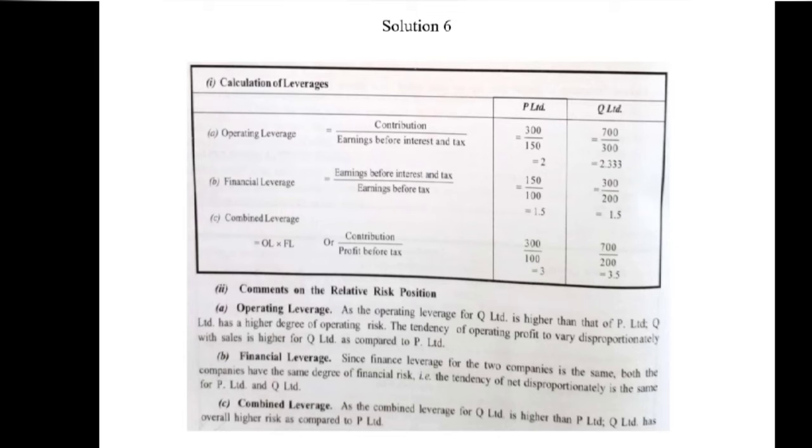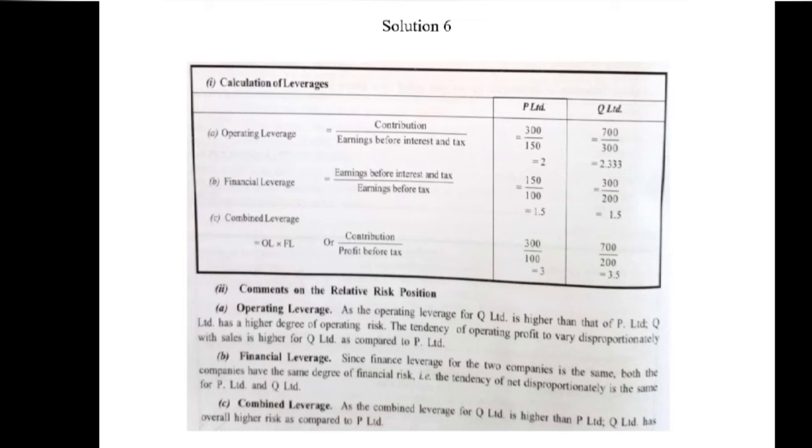For P Limited the operating leverage will be 300 divided by 150, so that will be 2. For Q Limited the operating leverage will be 700 divided by 300. That will be 2.333.